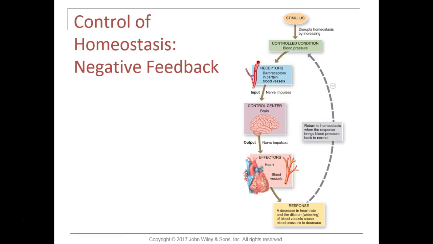The other characteristic that's very evident when you look at a flowchart like this is this. If you look up here at the top, we have some stress or stimulus that is disrupting homeostasis by increasing our controlled condition. In this example, we're learning about blood pressure a little bit. So the start of the loop was that our blood pressure went up, probably because you're listening to this video. But nonetheless, our controlled condition goes up.